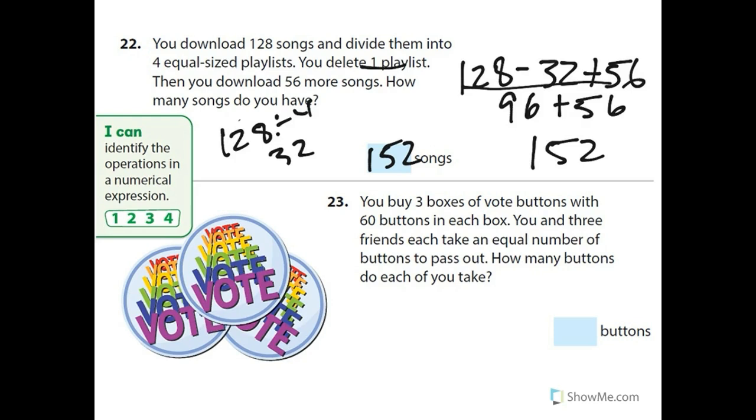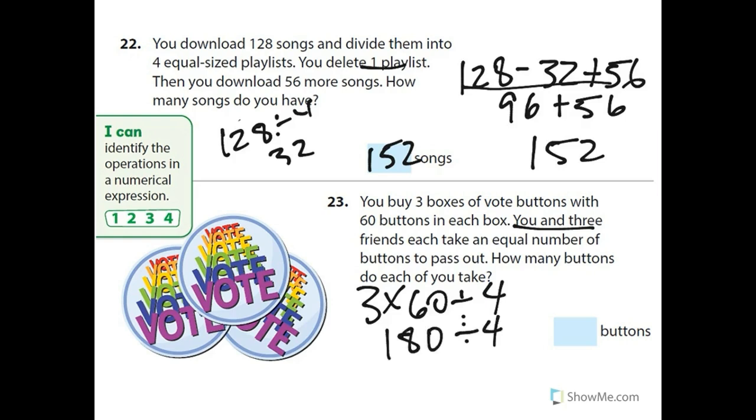Alright, so you buy 3 boxes of buttons with 6 buttons in each box. You and 3 friends each take an equal number of buttons to pass out. How many buttons do you each take? So 3 boxes, 60 buttons, you and 3 friends. I'm going to divide it by 4. 3 times 60 is 180. 180 divided by 4 is 45. 45 buttons. That one may have been hard for you too, but not as hard as that number 22. Hopefully you were able to do that.